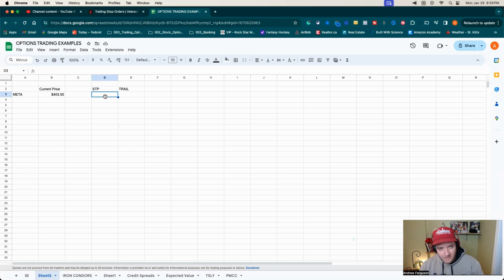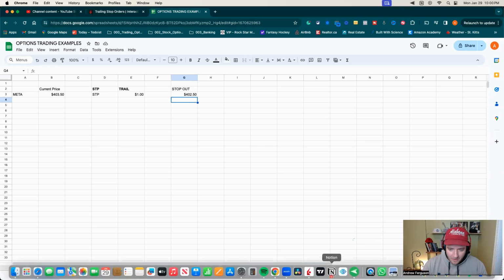In this scenario, the stop is going to be equal to this price, and we've got our trail of $1 there. Let's make that $1, which means we're going to stop out at 403 minus 1. So if the price of Meta drops $1, with this currently being set the way that it is with this STP, and our trail amount is 1, that's what we're putting it in as. Then this is going to equal 403 minus our trail, because this STP is just a placeholder for the current stock price.